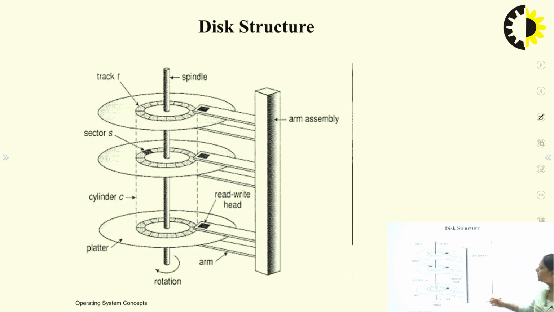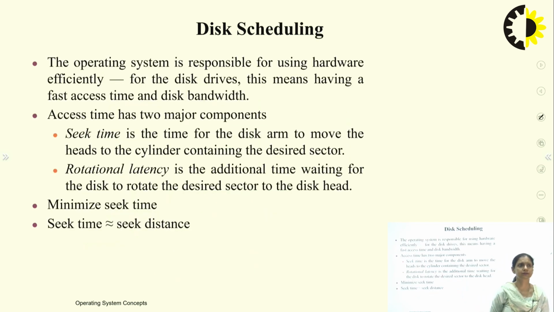If we look over here, we have this as a spindle, and the rotation is going on in this direction. The read-write head is present over here, and here we have the arm assembly. These are the different sectors, where this is sector S. This is the track and the cylinder through which all these are connected. So this is how the disk structure works, and the data is written from one sector to another sector.